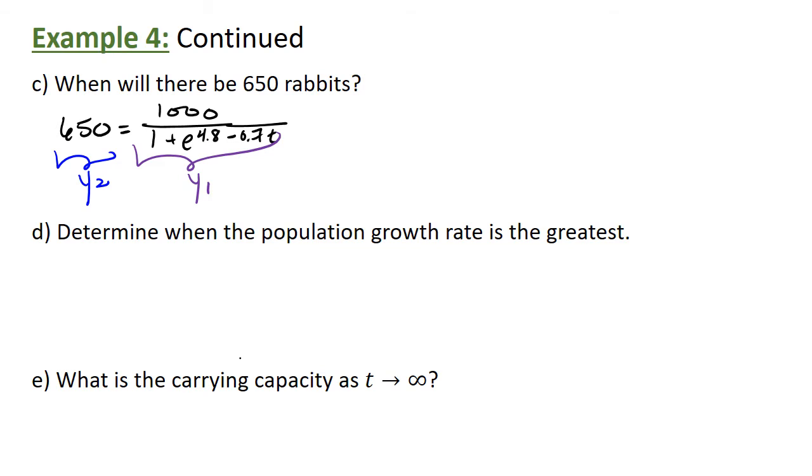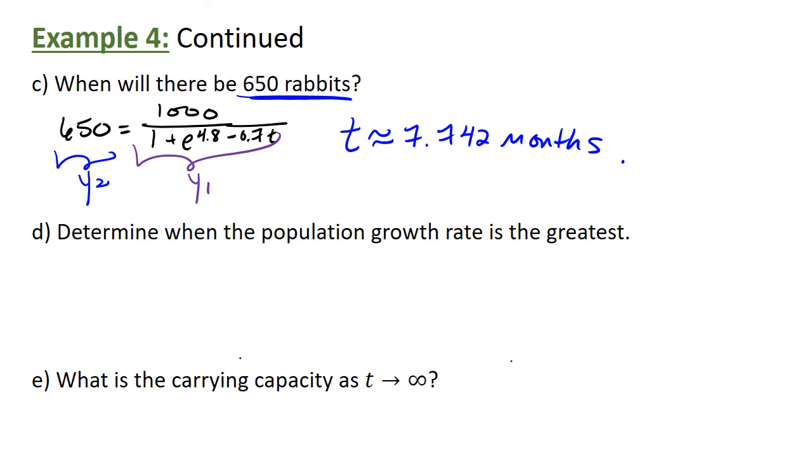So if you do that on your calculator, which I hope you try to do, you will find that the intersection is approximately 7.742 months. And this should make sense because if you look at part B in the previous slide, we know the number of rabbits at 5 months and the number of rabbits at 9 months. And 650 is in between those. So this does make sense.